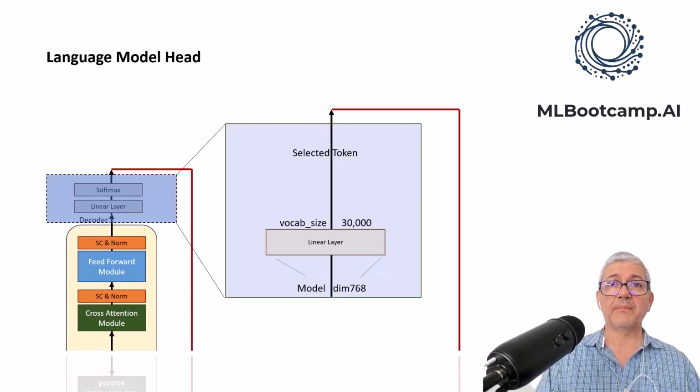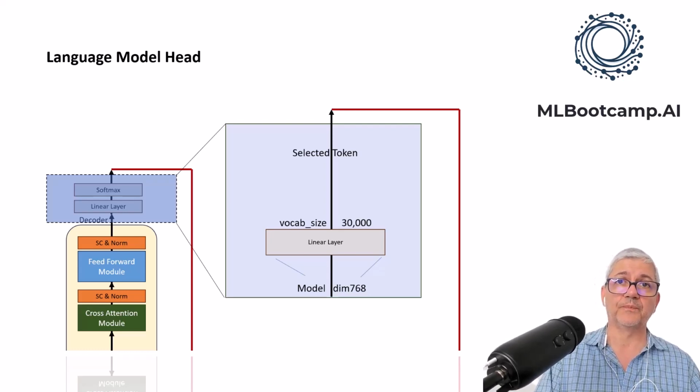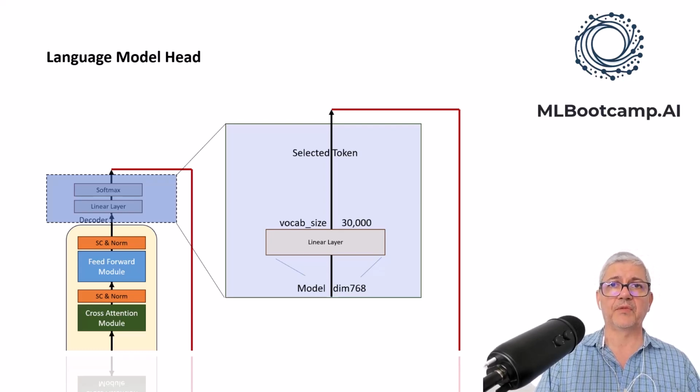The vocabulary dimension corresponds to the number of tokens in the model's vocabulary, for instance, 30,000 words or 50,000 words in the case of GPT-2. It depends on each model. Following the linear layer, we have a softmax function applied.